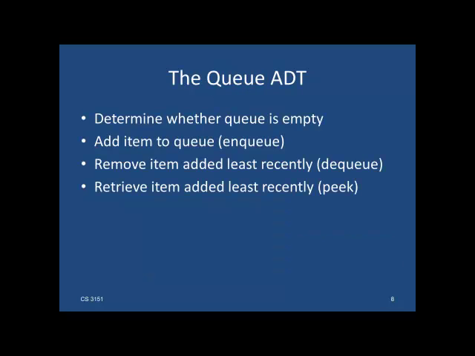The basic queue operations are as follows. Determine whether the queue is empty. Add an item to a queue. This operation is called enqueue. Remove the item that has been added least recently. This operation is called dequeue. Retrieve the item that has been added least recently without removing it, which is often called peek. Since the item that is placed into a queue first is the one that is taken out first, the queue implements a so-called first in, first out policy, or short FIFO.